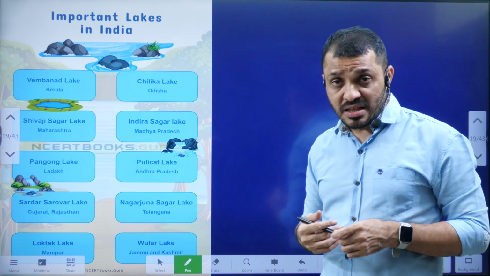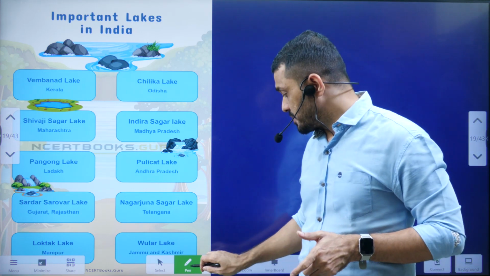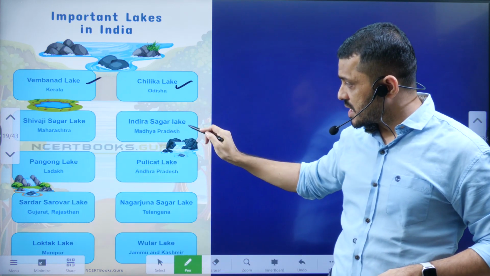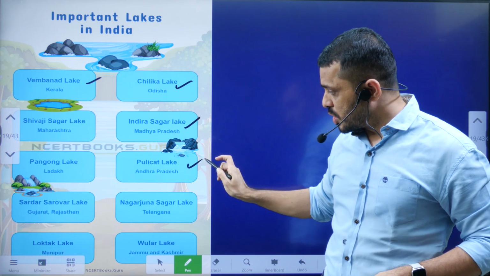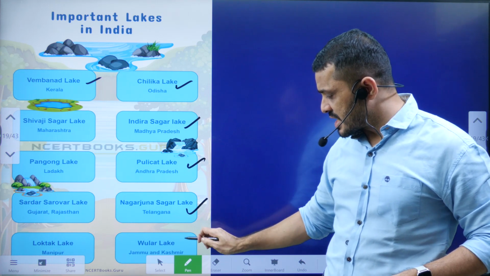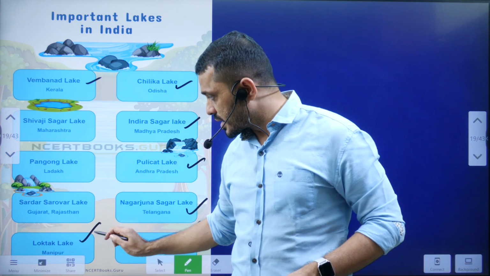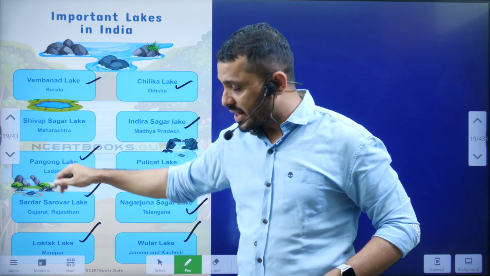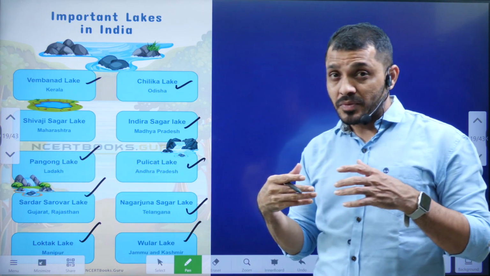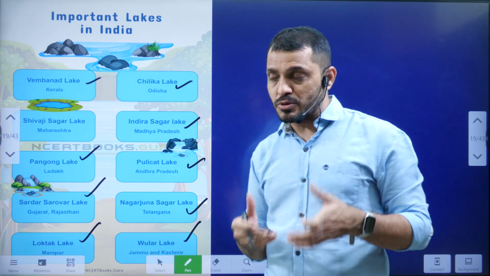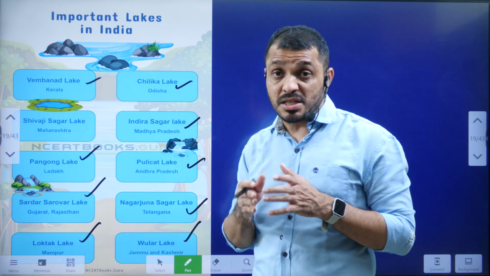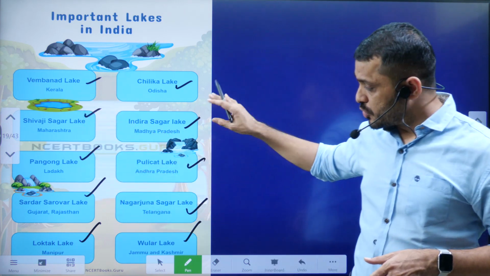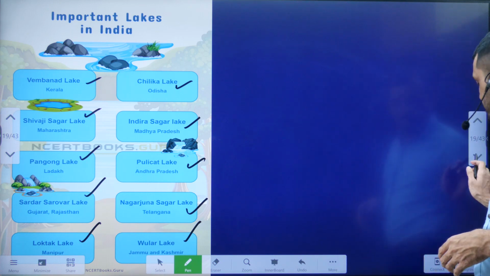Before we discuss that, let us see some of the prominent lakes across India. They are Vembanad Lake, Kerala; Chilka Lake, Odisha; Indira Sagar Lake, Madhya Pradesh; Pulikat, AP; Nagarjun Sagar Lake, Telangana; Wular, J&K; Loktak, Manipur; Sada Sarovar Lake, Rajasthan; Pangong Lake, Ladakh. China is often having some kind of disputes regarding the Pangong Lake. Recently, they built a bridge over the Pangong Lake as well. Shiv Sagar Lake, Maharashtra. These are a few popular lakes across India.